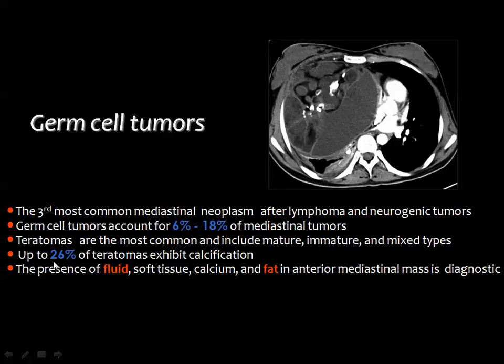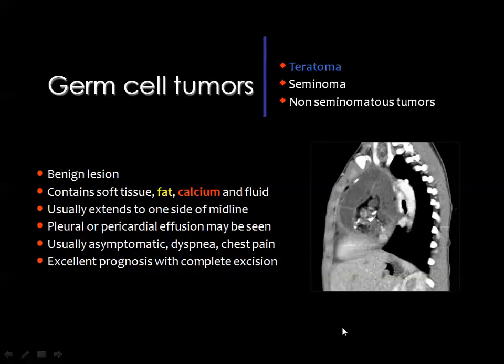Up to 26% of teratomas contain calcium, and the most important finding for the diagnosis of teratoma is the presence of fat. And there is a big mass here containing calcium, containing fat, which is these dark streaks, and the fluid. And we have three components: fluid, fat, and calcium. There may be also some soft tissue shadows inside the lesion.